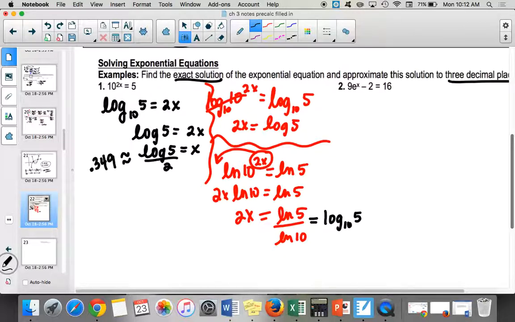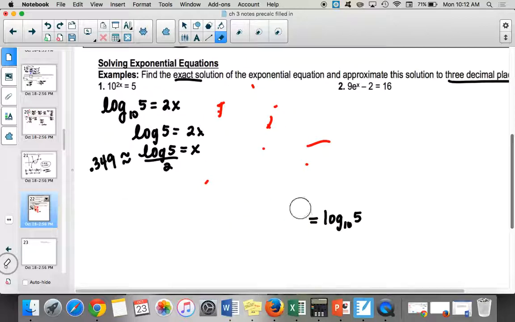I could have taken any logarithm of both sides. I could have done log base 100. I don't know. It doesn't matter as long as I do it on both sides. Do you guys understand what I'm saying here? Okay. I'll get rid of this because it looks gross. All right, so let's try the next one.